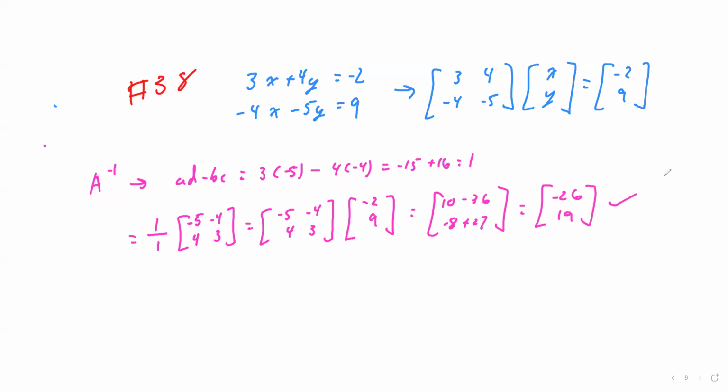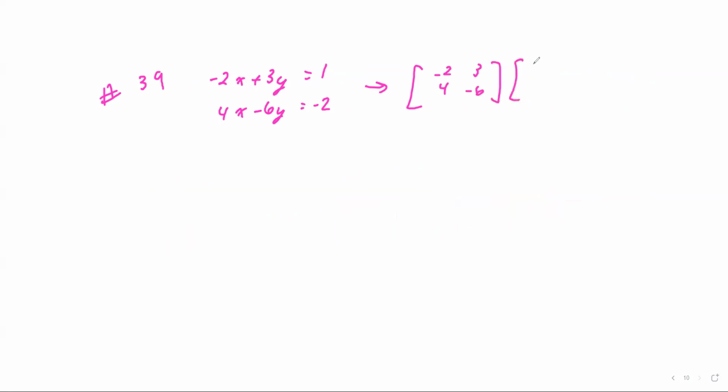All right, so let's do one more to give you just another example to make sure you fully understand what's going on. So let's look at number 39. This is -2x plus 3y equals 1. And this is 4x minus 6y equals -2. Again, I'm going to rewrite this as -2, 4, 3, -6, x, y equals 1 and -2. All right.